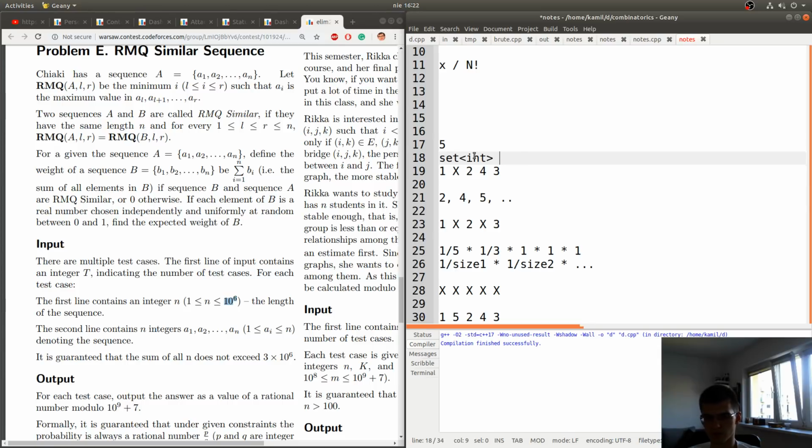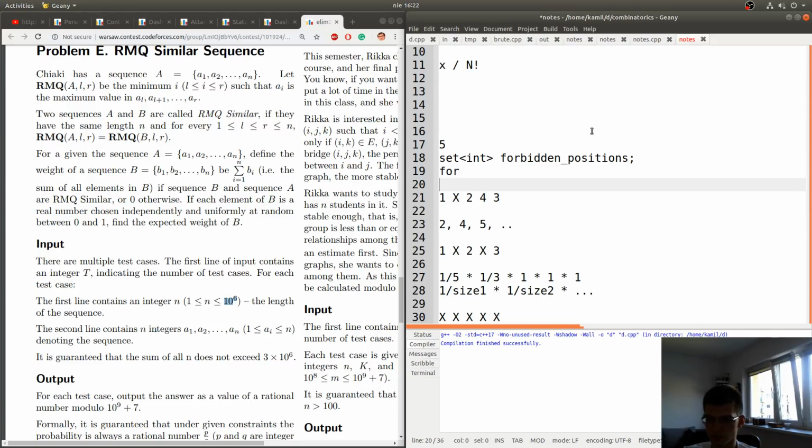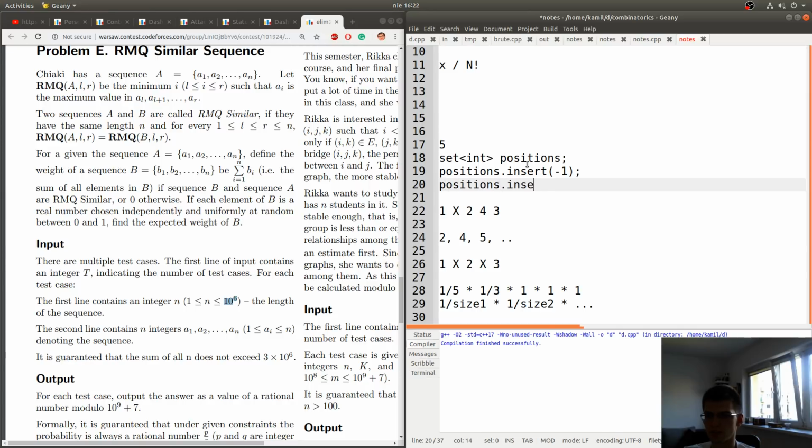So like for, let's say, forbidden positions, something like that, set of ints that would store where those x's are. Also, for convenience, let's call that set just s, or positions. For convenience, I recommend starting the program by inserting here something like this. Let's say that indices are 1 through n. Then we put a fake x at the beginning and end.